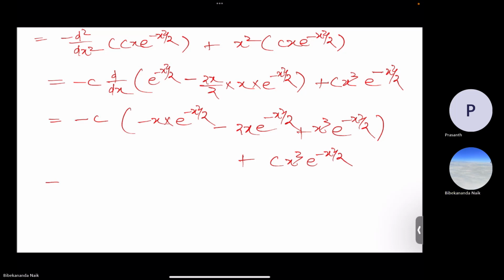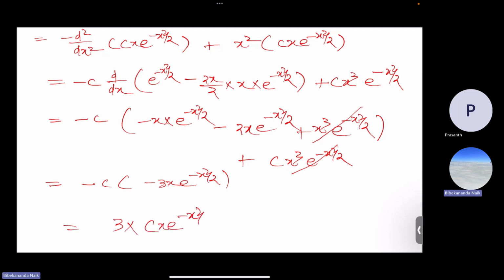Then you see this is C x cube e to the power minus x square, it is minus C x cube, so this term will get cancelled out. Then this is x e to the power minus x square, it is 2x e to the power minus x square. So it will be minus C into minus 3x e to the power minus x square by 2. It will be 3 into C x e to the power minus x square by 2.